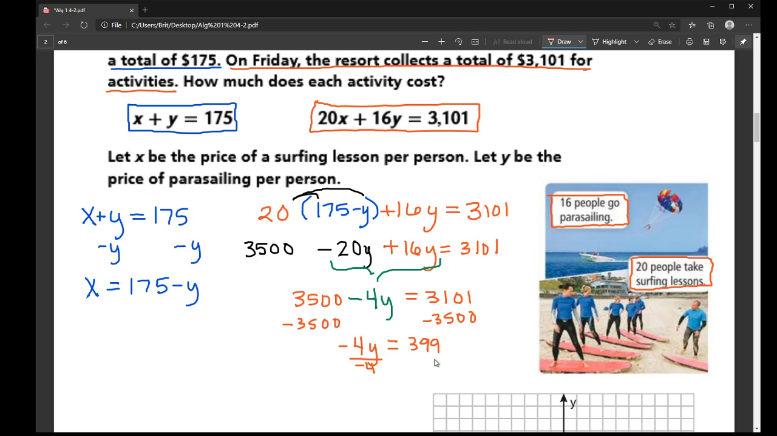And if I divide by negative 4, sorry, that's negative 399. So if I divide by negative 4, I get 99.75. So my y value is the price of parasailing. So it costs people $99.75 to go parasailing.